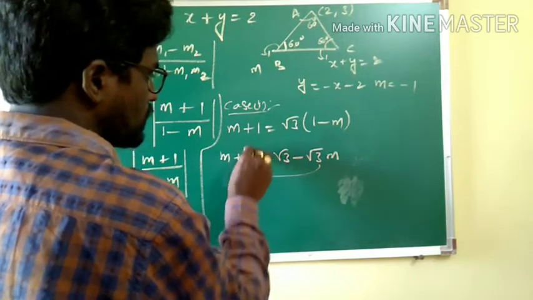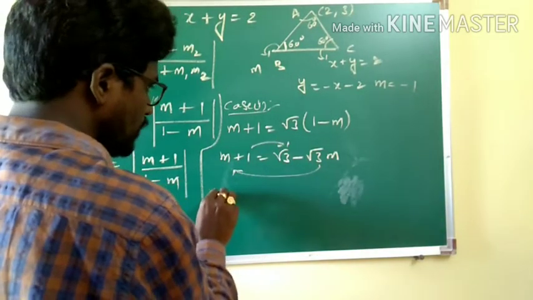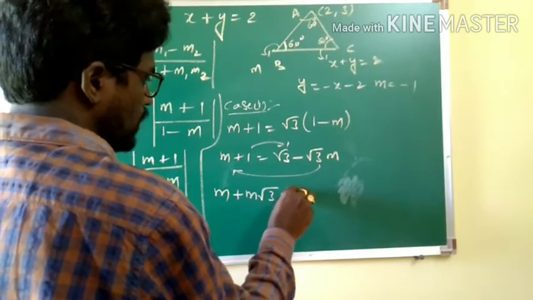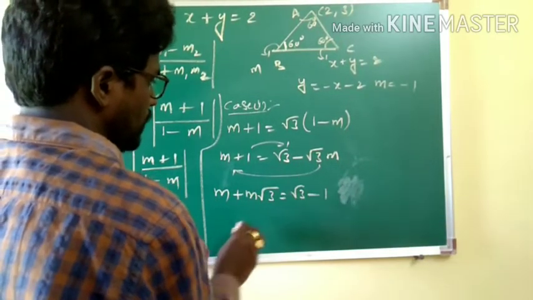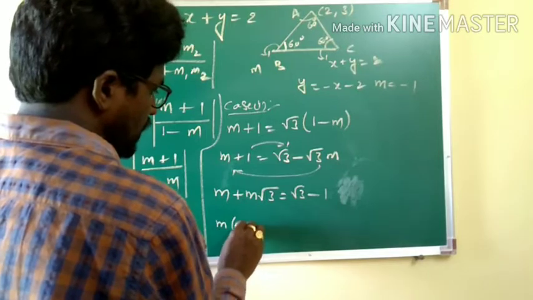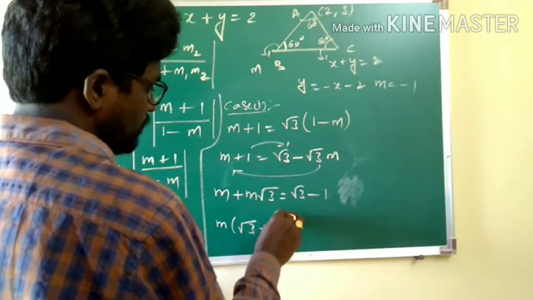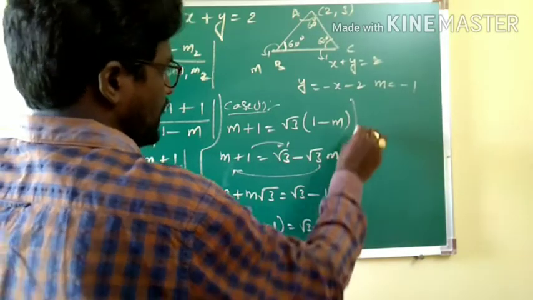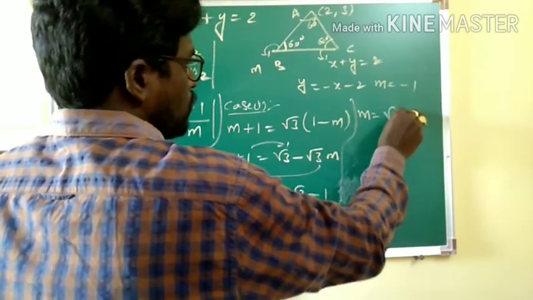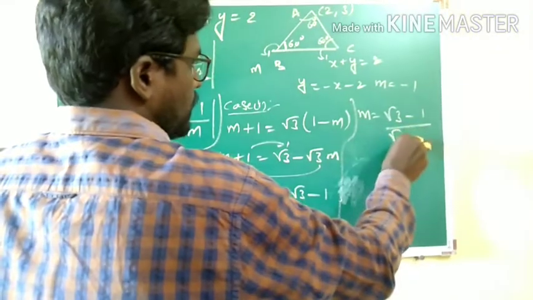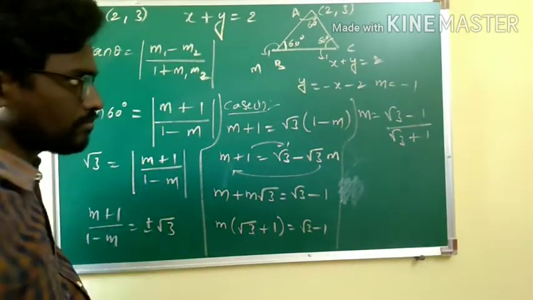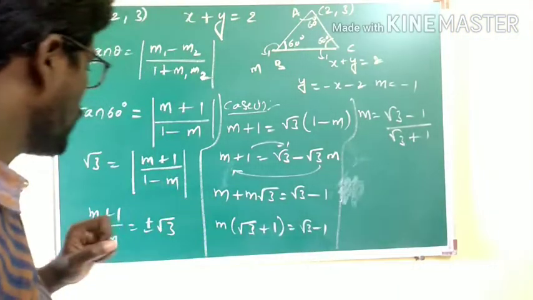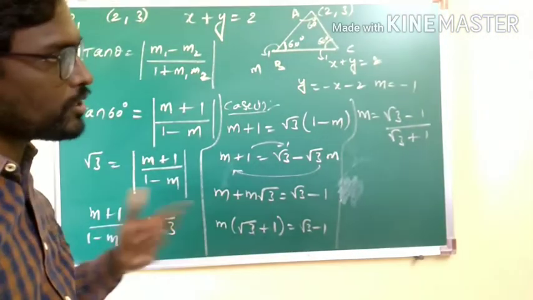Transposing all m terms to one side and constants to the other side, I will get m plus m root 3 is equal to root 3 minus 1. What is the common factor? m is the common factor, so that m into root 3 plus 1 is equal to root 3 minus 1, and hence m is equal to root 3 minus 1 by root 3 plus 1. This is only case 1. In case 1, what I have taken? Plus root 3. In case 2, I will be taking minus root 3.